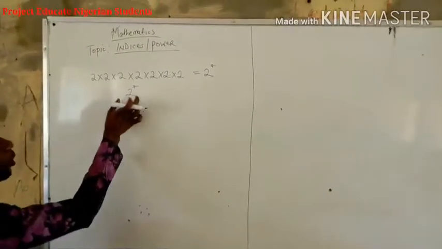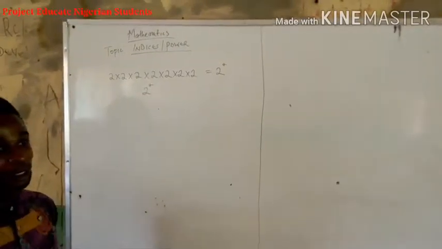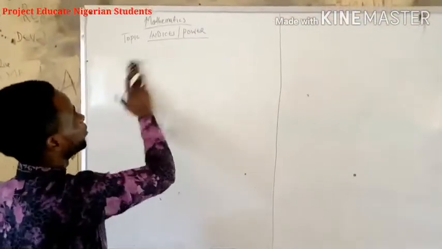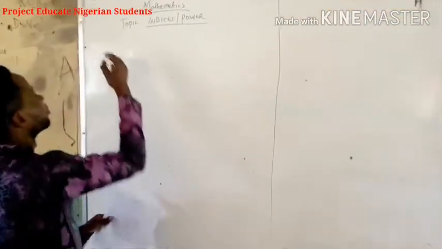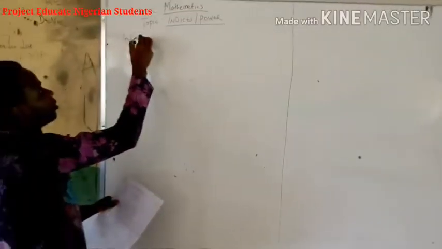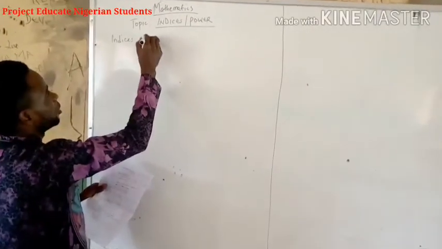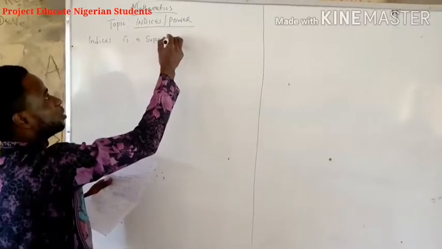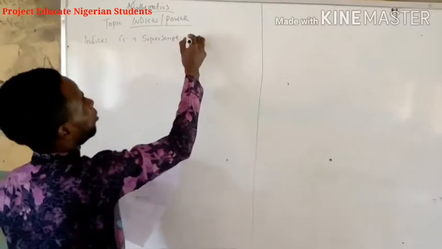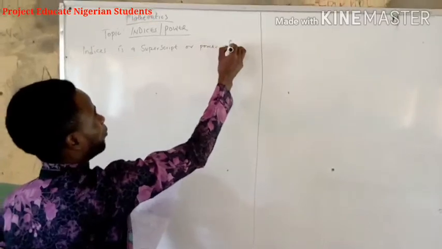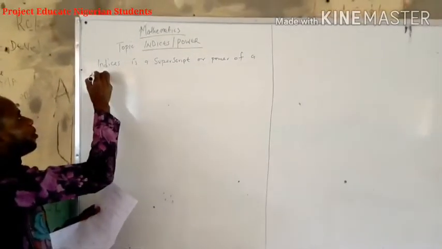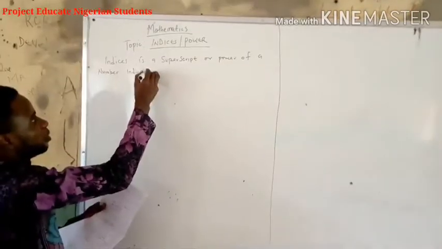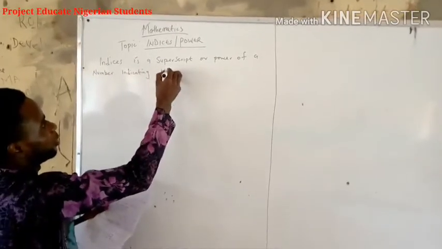So this is what will lead us to indices, or we'll call it power. Now what is indices? So my own definition: indices is a superscript or power of a number indicating its appearance.